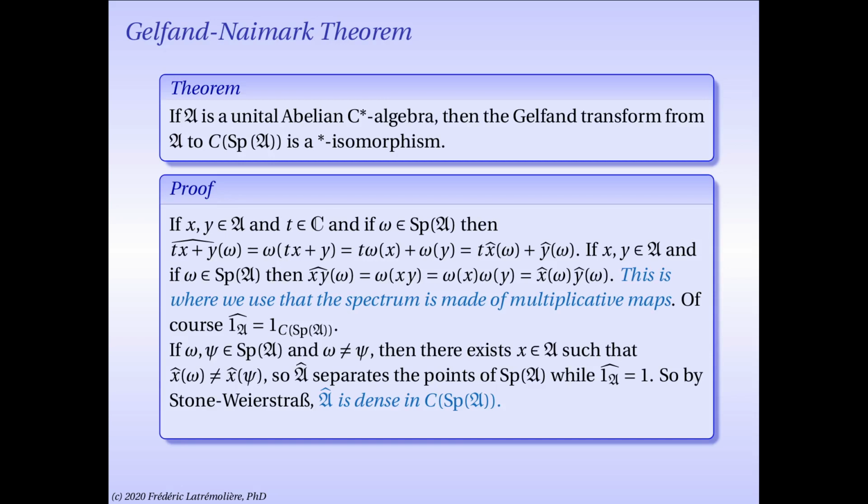The reason why they're different is because there's at least one point where they don't take the same value. Call that point x. So it tells you that the Gelfand transform of x at omega is not equal to the Gelfand transform of x at psi. The range of the Gelfand transform separates the points of the spectrum. It also contains the constant function equal to 1. So by the Weierstrass theorem, automatically we get that indeed the range of the Gelfand transform is dense in the continuous functions on the Gelfand spectrum of your C-star algebra.